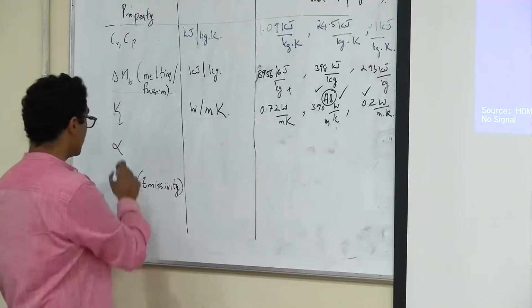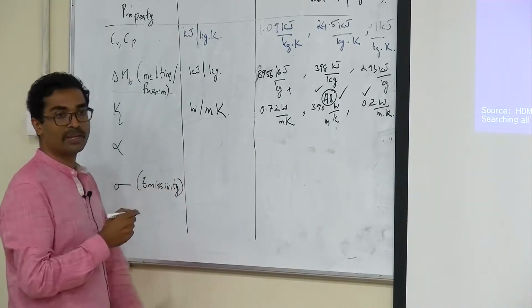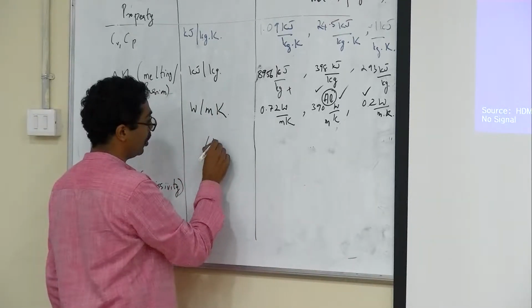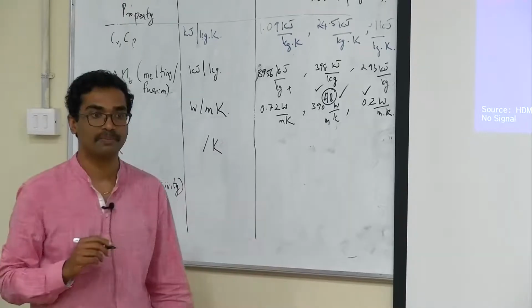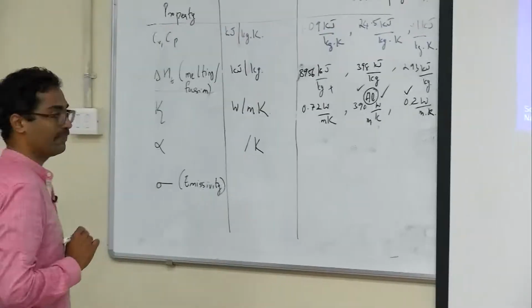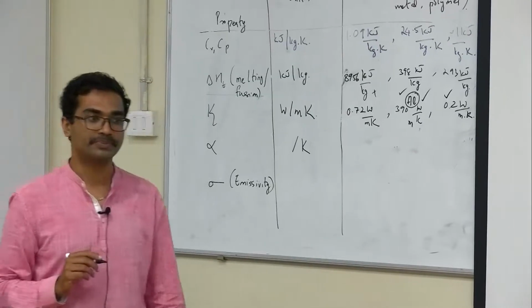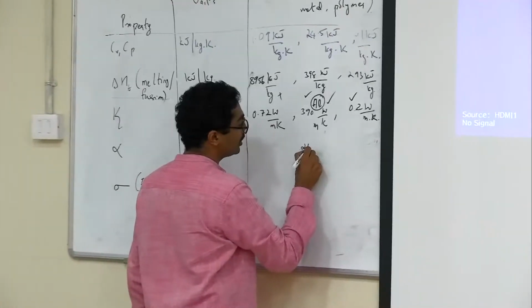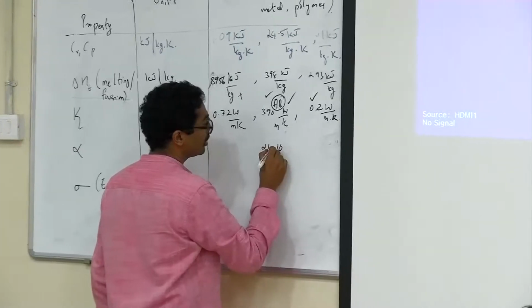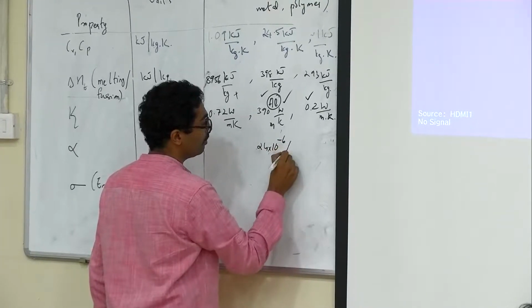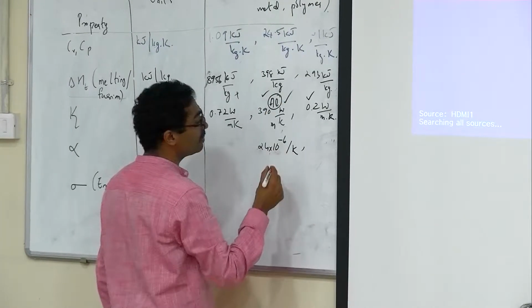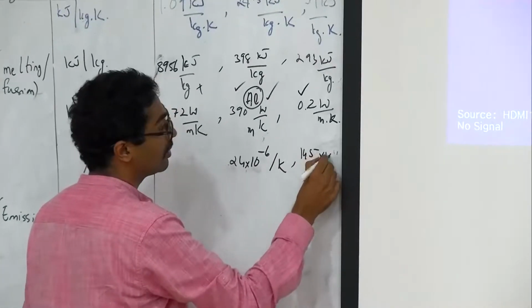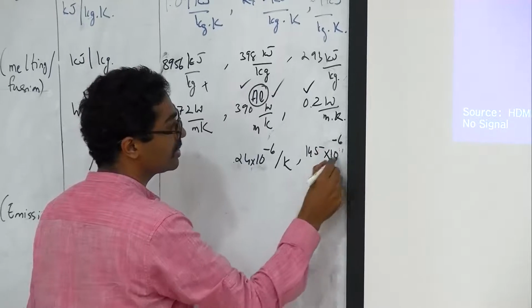All right. Next is thermal expansion coefficient. First of all, what would be the unit? Per degree Kelvin or per degree Celsius. All right. Now, that is the same. For metal, it was 24 into 10 to the power of minus 6 per Kelvin. For polymers? For polymers, 145 into 10 to the power of minus 6 per Kelvin.